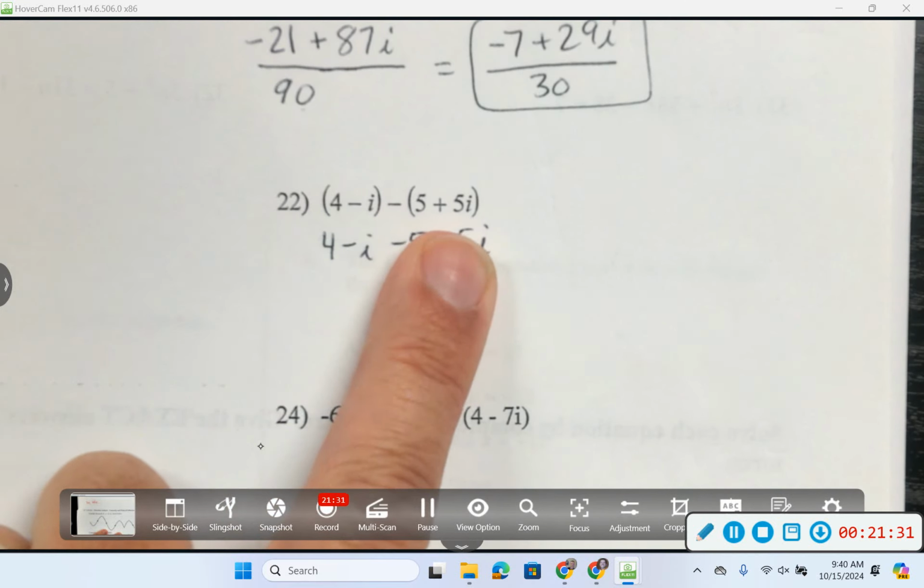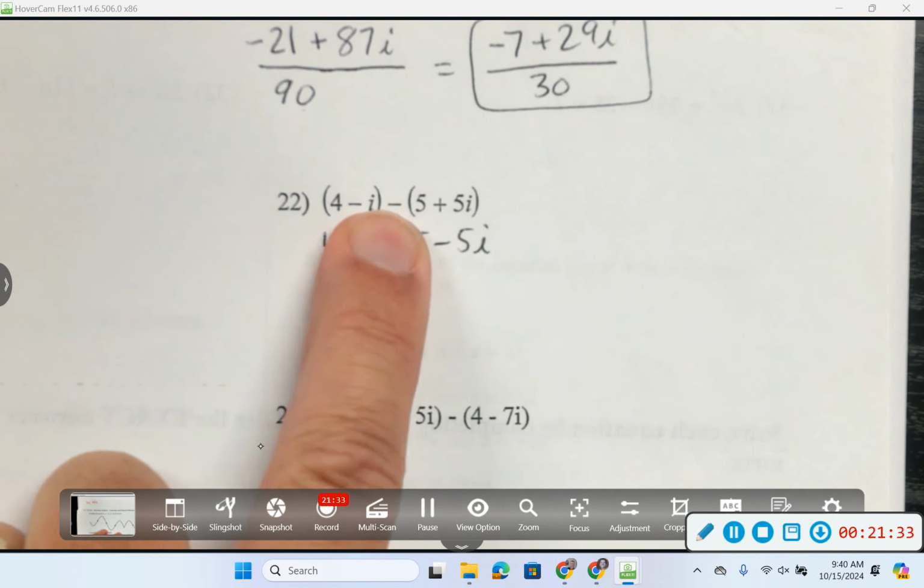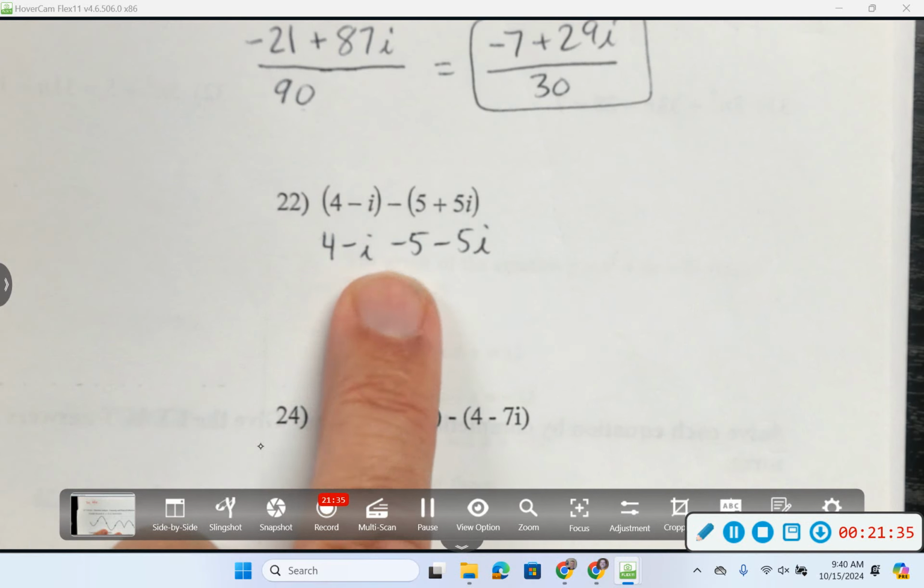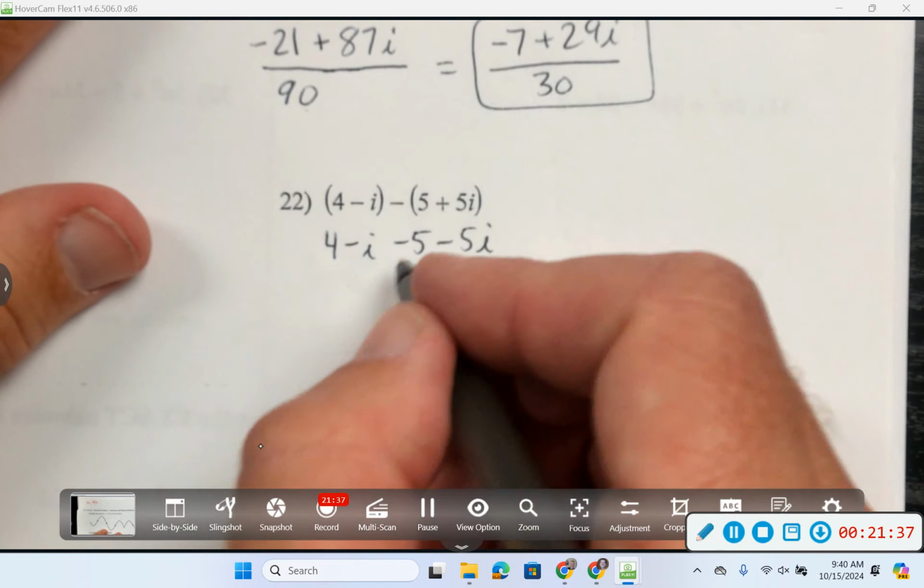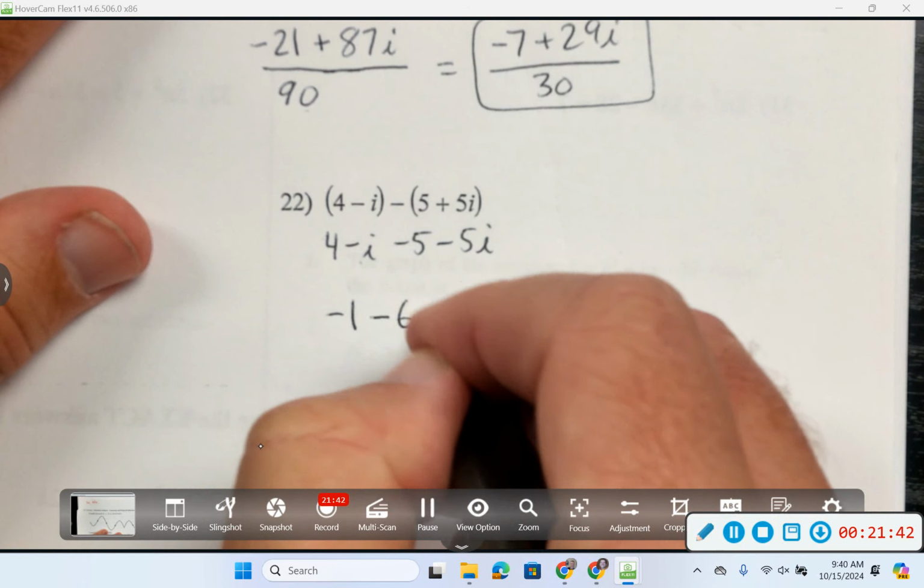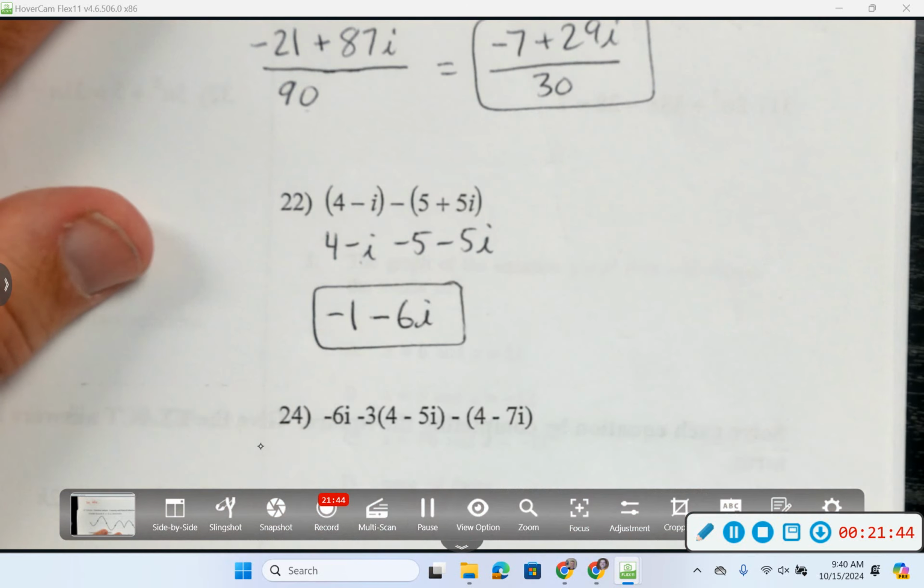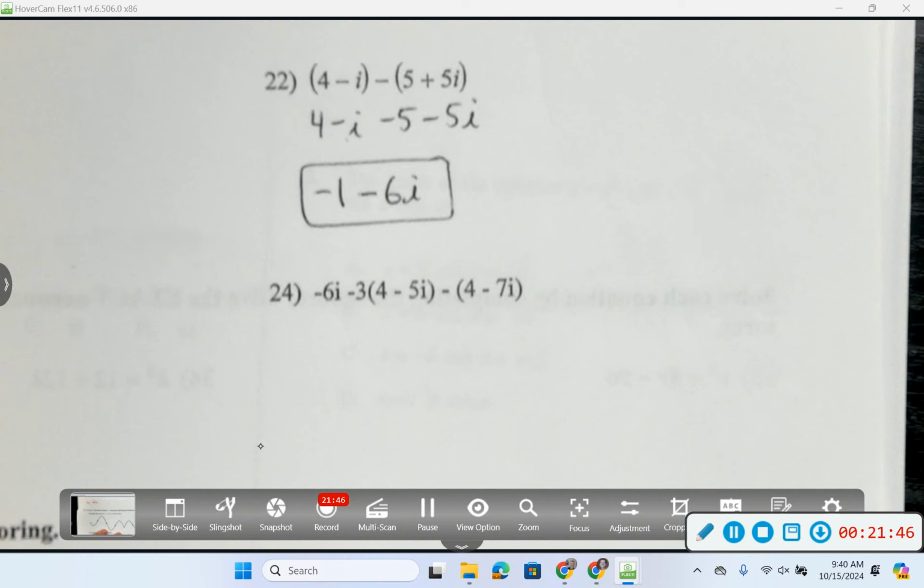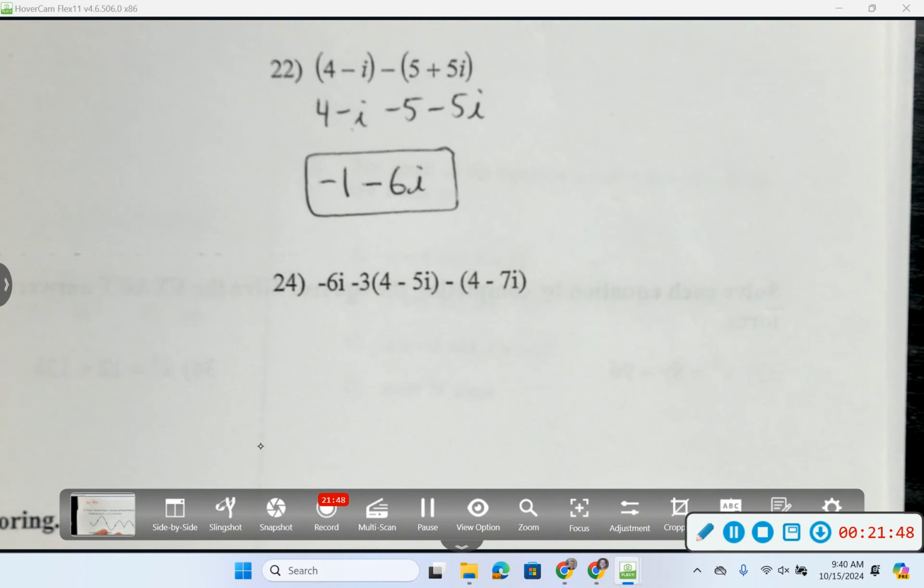They think, oh, I'll FOIL that because I've been doing a lot of FOILing. No, that's a minus sign, so don't FOIL, subtract. 4 minus 5 is negative 1. Negative i minus 5i is negative 6i. And that's all it is. So it's like an easy one, but some people will FOIL that and then get all messed up.